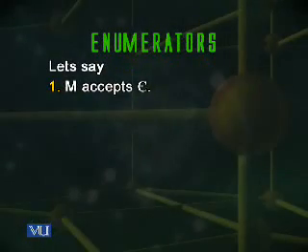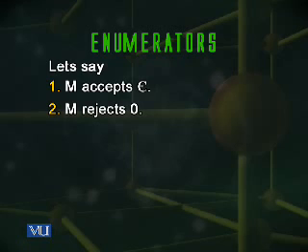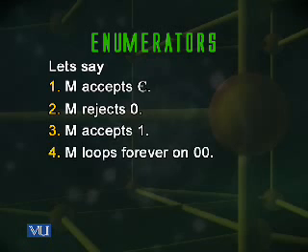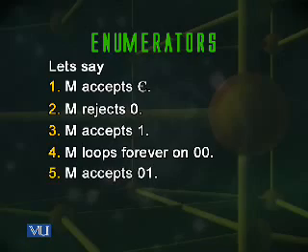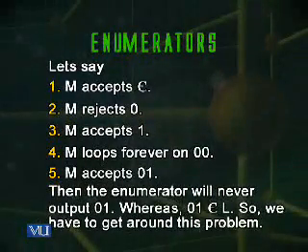Suppose that I have a Turing machine which accepts epsilon, rejects 0, accepts 1, and loops forever on 00, but the machine also accepts 01. In this case, this particular enumerator that I have described will never enumerate the string 01. Because the machine accepts epsilon, it will enumerate epsilon. Then it runs M on 0, and the machine rejects 0, so it does not enumerate the string 0. So far, so good. Then it runs the machine M on 1, and the machine accepts and it enumerates the string 1. That's very nice.